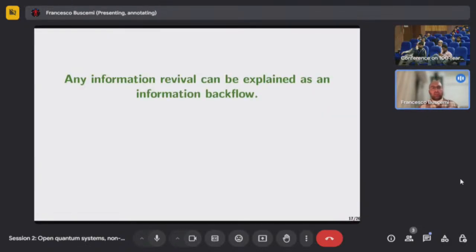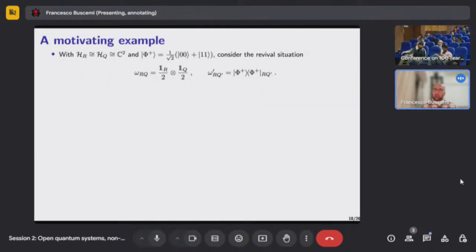So what we know now is that any information revival can be explained as an information backflow. But is a backflow always necessary, right? And I would argue that this is not the case. And the motivating example is constructed as follows.